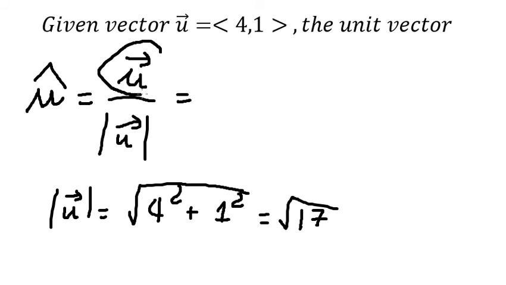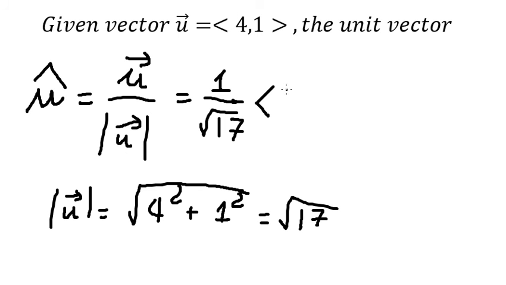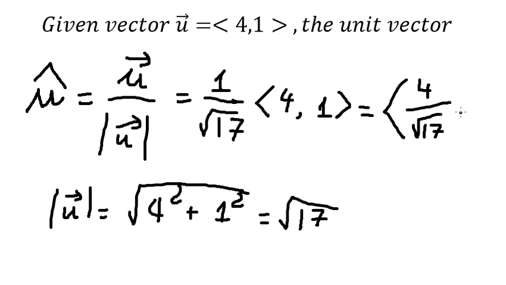And we know that the vector u, that's this one in here. So I will put like this, 1 over the square root of 17 multiplied by the value of the vector u. So this one multiplied by 4 and 1 in here. So we will have 4 over the square root of 17, and we have 1 over the square root of 17.